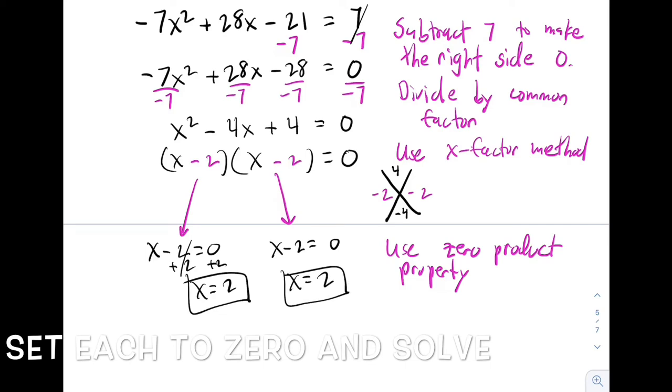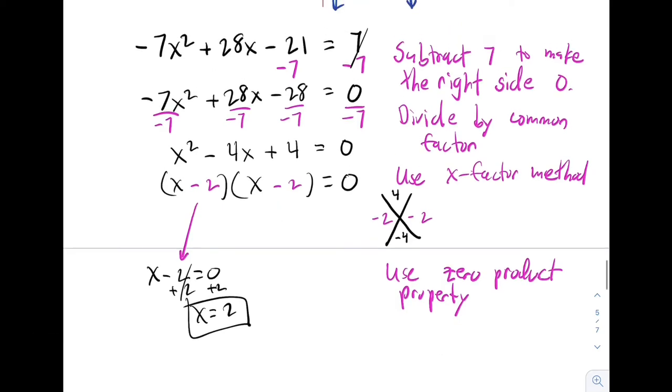So we just have 1. We don't have to repeat ourselves. So x equals 2 is our answer. So we don't need this part. So we got one answer for this one.